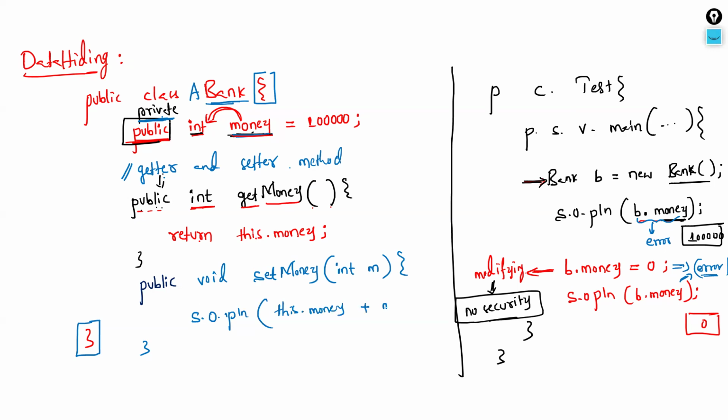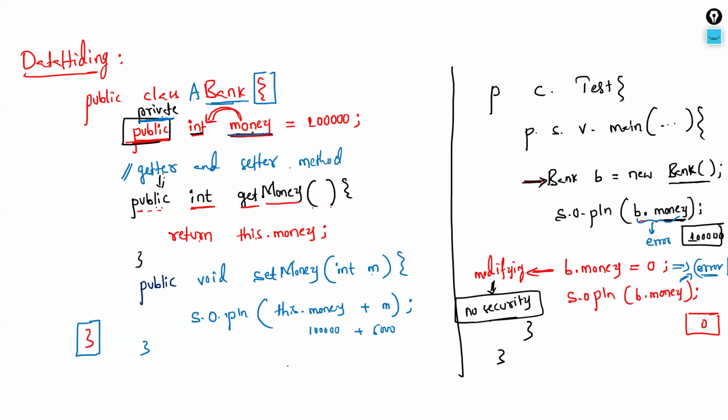Whenever we add something, add whatever you want to deposit. So 1 lakh is there. I want to add 50,000. So this will have 1 lakh, and this will have 50,000. Whenever I am calling my variable, I'll pass some value. Therefore, that will be printed.